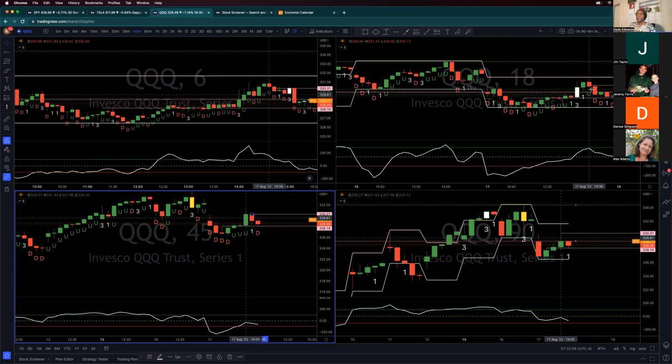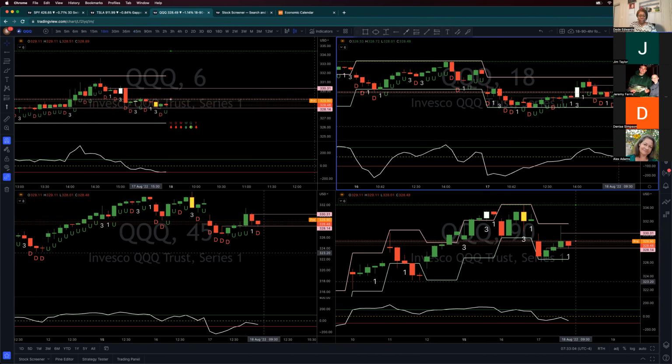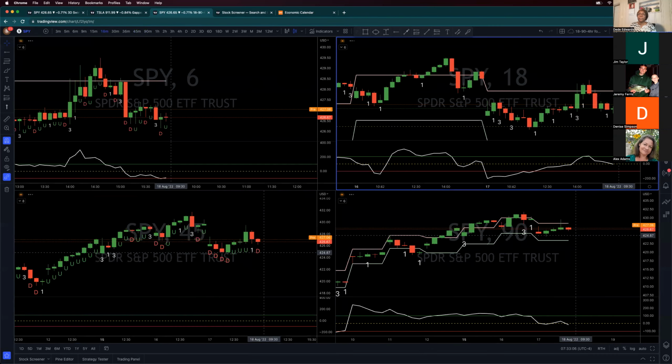It turns red inside this candle, but it's two up. You wait for this to go two down. You can take an entry there. All right, let's look at the SPY.